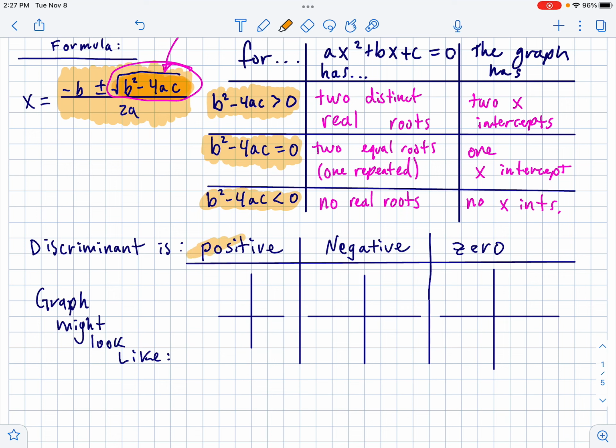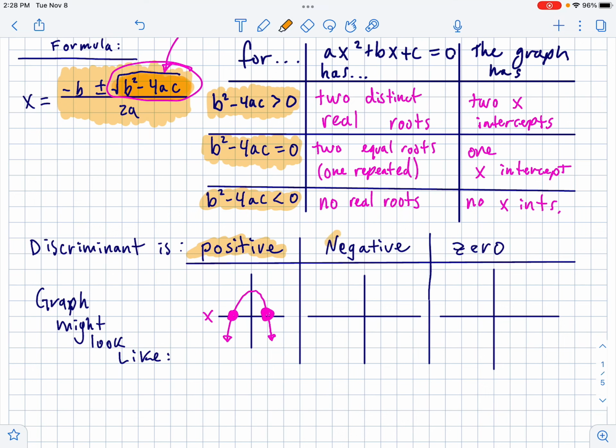Just a quick visual on that. If your discriminant is positive, that means that it would touch at two spots on a graph. It would have two distinct real roots, so it would look something like this. Now, I'm drawing a parabola that's turned upside down, but it could be right side up, but we do know for sure there are two spots where it touches the x-axis.